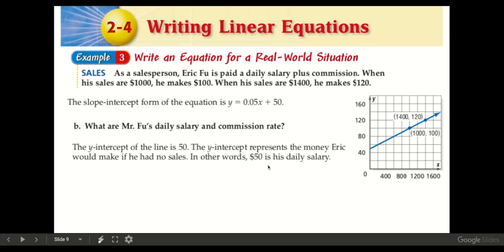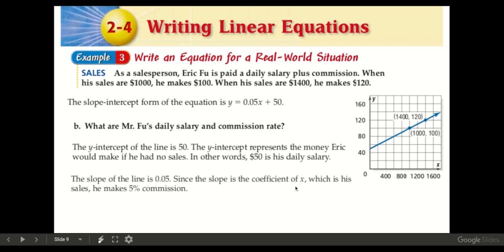Basically, he's going to make $50 a day, regardless of how much he sells, right? And then his commission rate is our slope, right? That's how much he makes depending on how much he sells, right? So since our slope is 0.05, we would want to convert that into a percentage, right? Because typically commissions are in percentages. So 0.05 is actually just 5%, right? You can move the decimal place 2 spots to the right or multiply it by 100, and that gives you your percentage of 5.